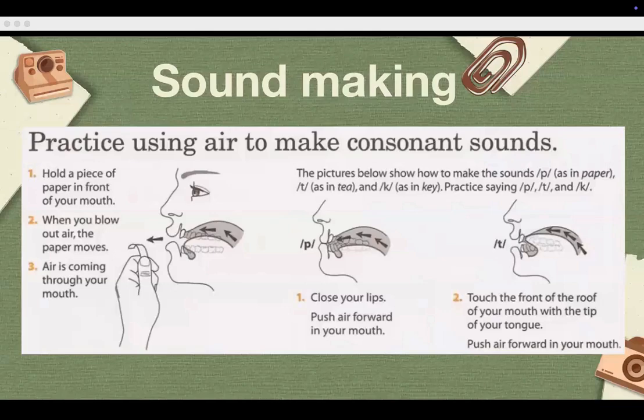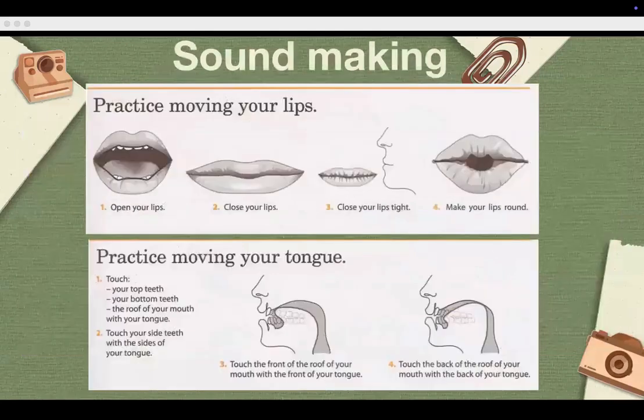So the picture below shows how to make the sound p as in paper, t as in tea, and k as in key. Practicing p, t, and k. Okay. So with the p sound, you close your lips, put your air forward in your mouth. With the t sound, you touch the front of the roof of your mouth with the tip of your tongue and put air forward in your mouth.